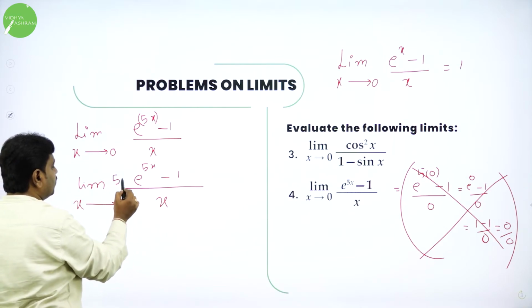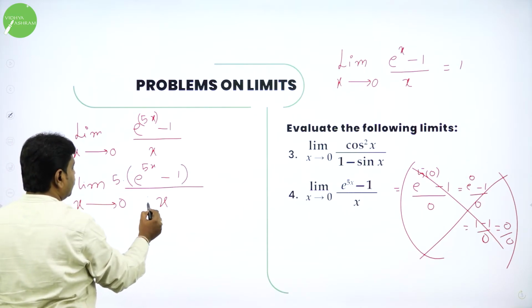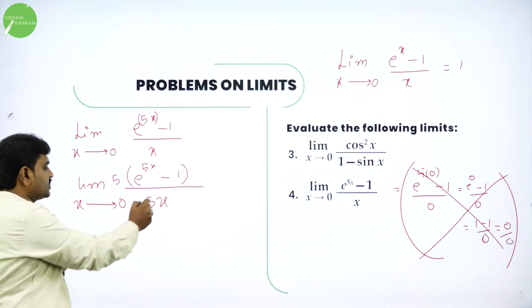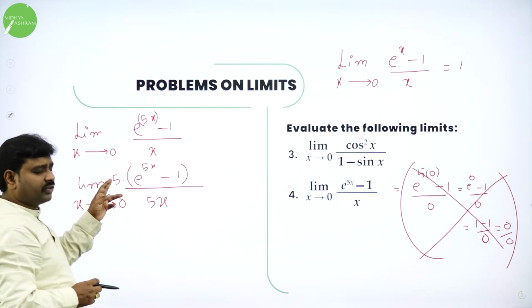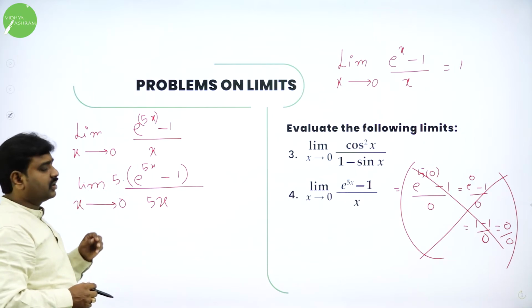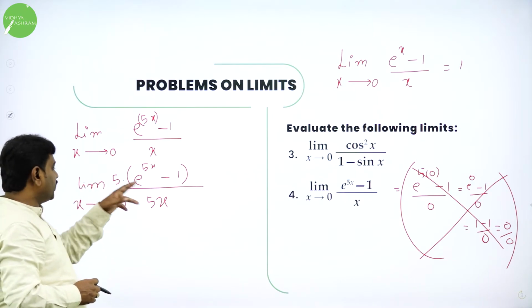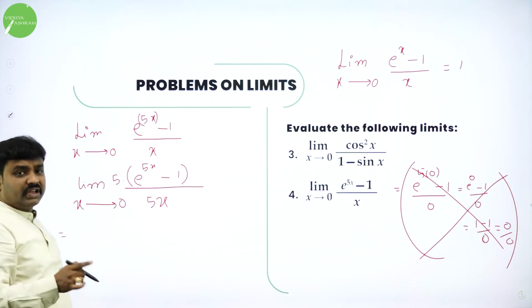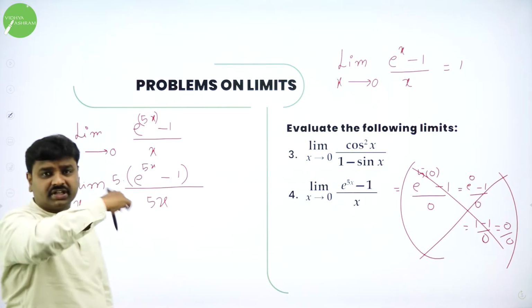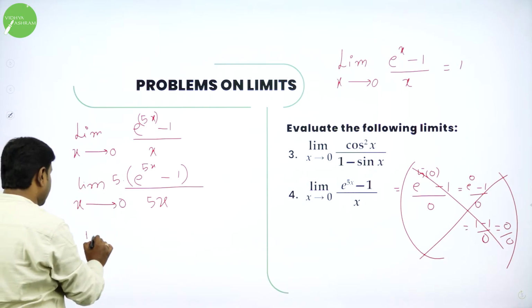I'll divide and multiply by 5, that is 5 into 5 by 5. If I cancel 5, it will be the same. I'm introducing 5, so multiply and divide by 5, or we say multiply numerator and denominator by 5. Now this 5 is constant. We have a property: if you have constant into function, you can take the constant outside. So now 5 is constant, take it out.